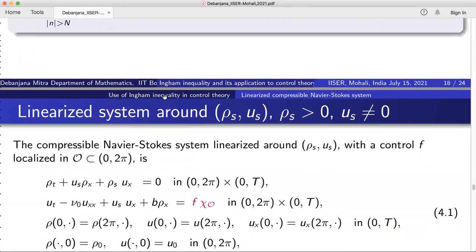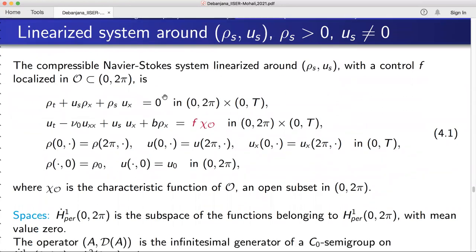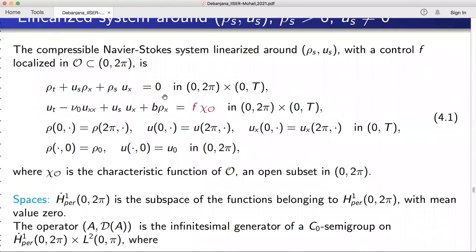Then we go to this. Let me just briefly tell what the compressible equation is, and then I will stop. This is the Navier-Stokes equation I took, and it is linearized around a constant steady state, rho_s and u_s. They are constant, and it's one dimension. If we linearize, we will get a linear PDE.